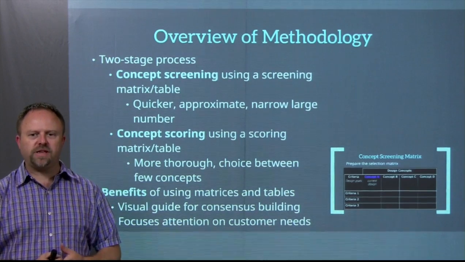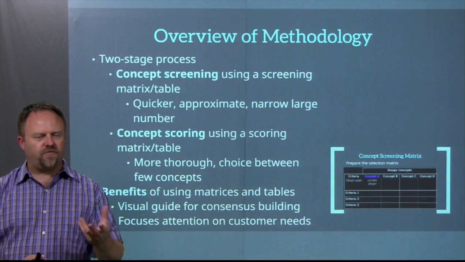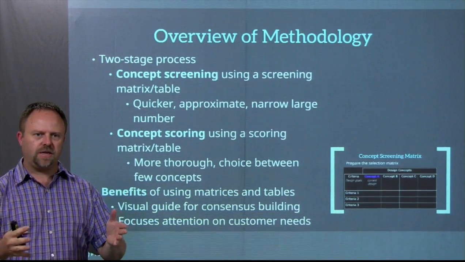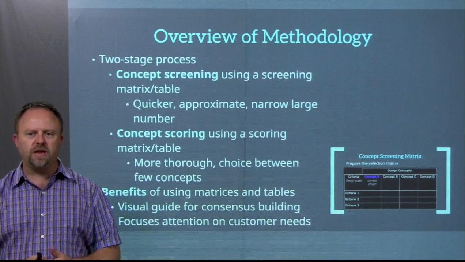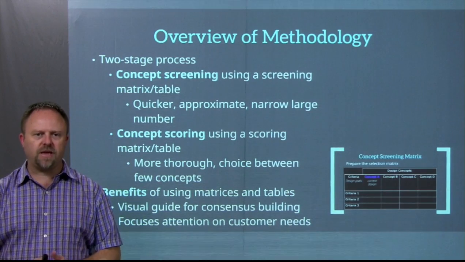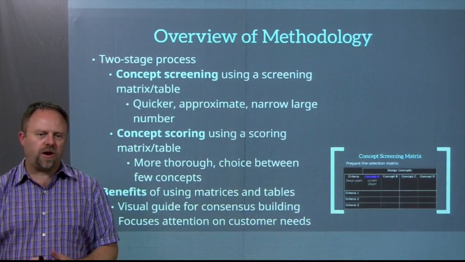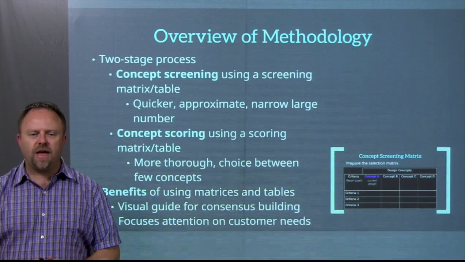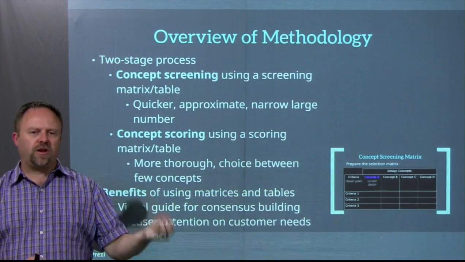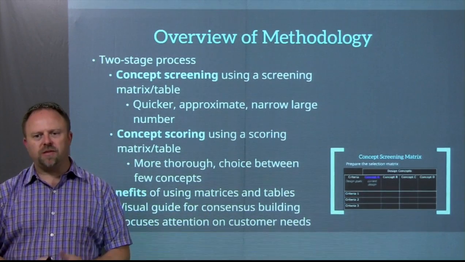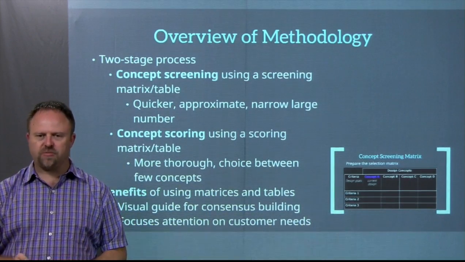The benefit of doing this is that it's a visual guide using matrices, so you can actually see them and you can see why we chose what we did. It's a visual guide to help us make consensus in our group, and help us show that we have a reason why we made our decision. And since the criteria we're using are the customer needs that we wrote specs from, we can make sure that we're basing our decision on our customer needs.